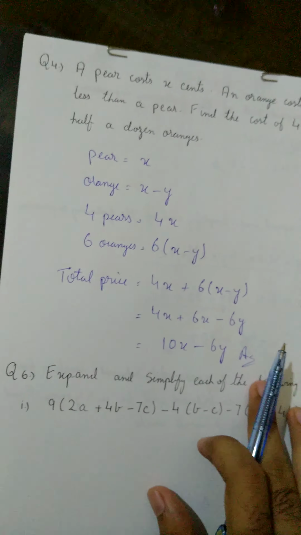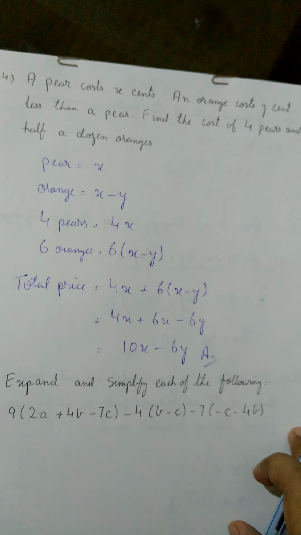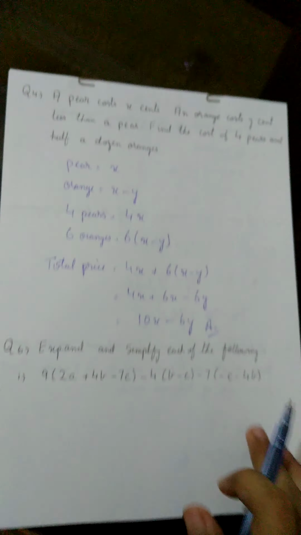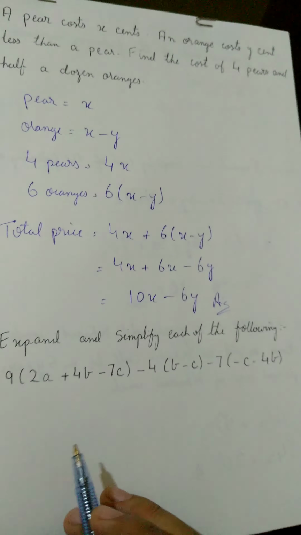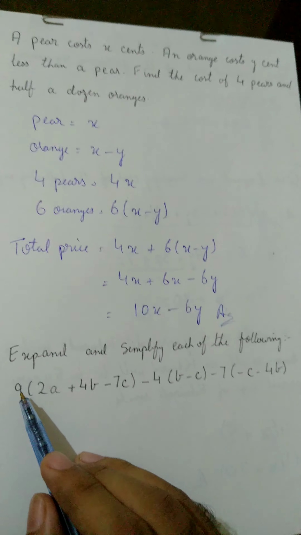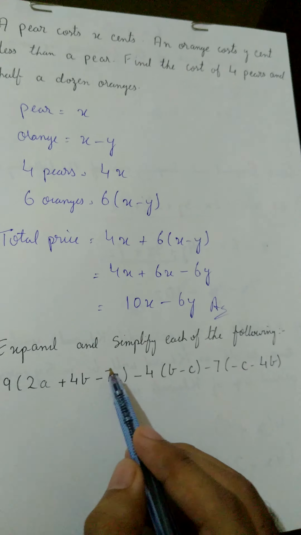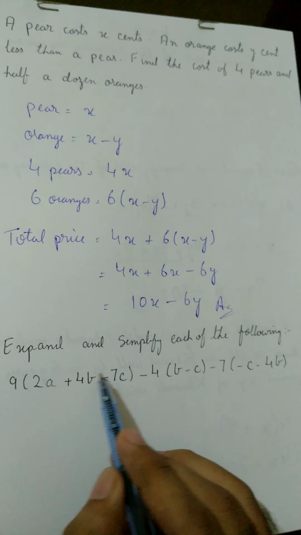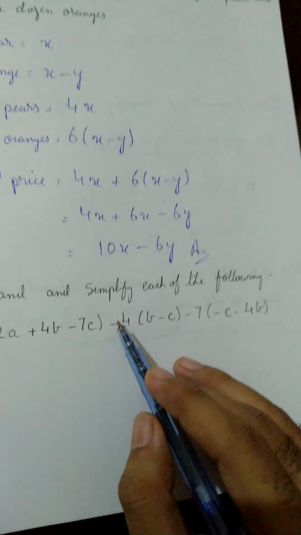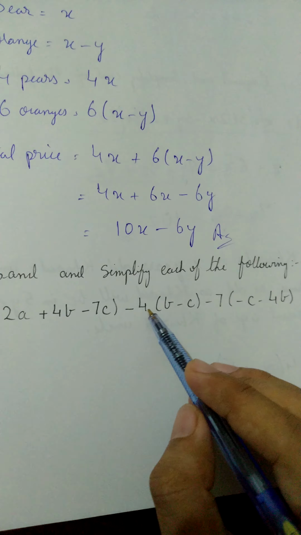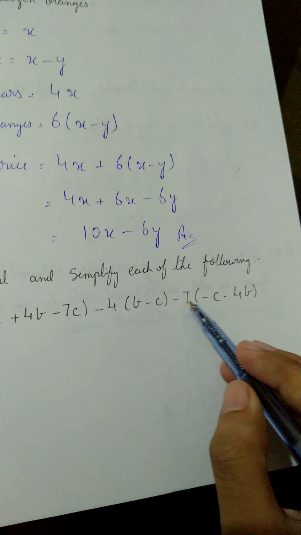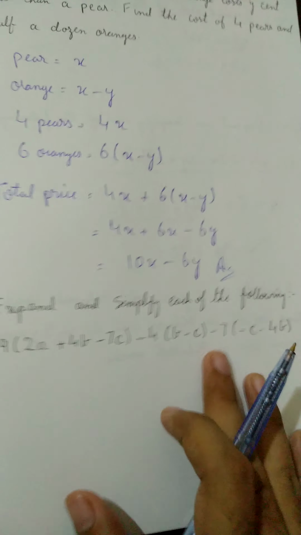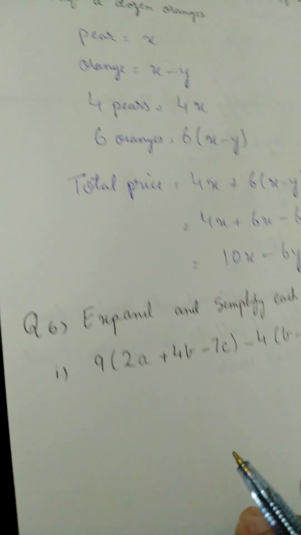Now here we have question number 6. Expand and simplify each of the following. So we have to simplify them. It's very easy. We just have to multiply the brackets. The value 9 is outside this bracket, so it means 9 will be multiplying with this whole bracket, and then we have minus 4 multiplying with these two values in the bracket, and then finally 7 with these two values in the bracket. So let's start them and solve them one by one.